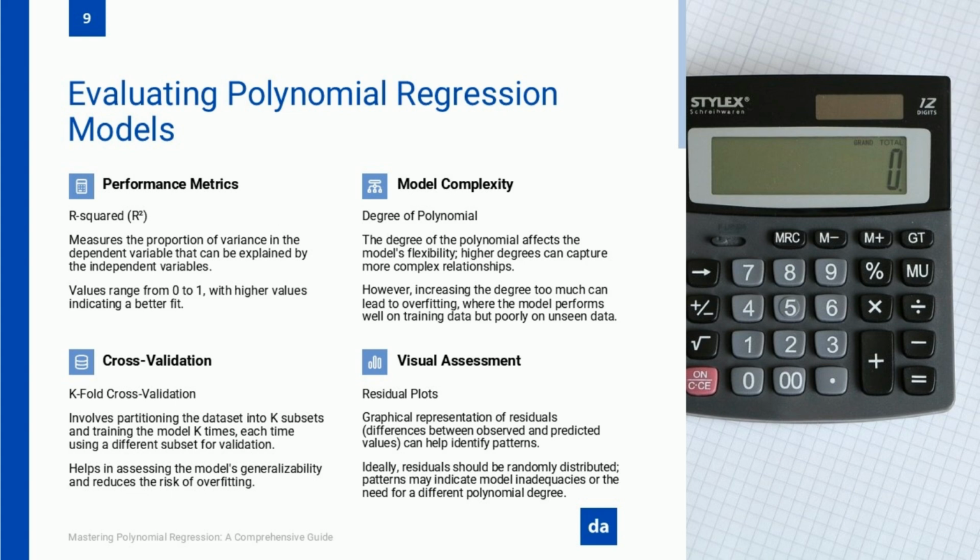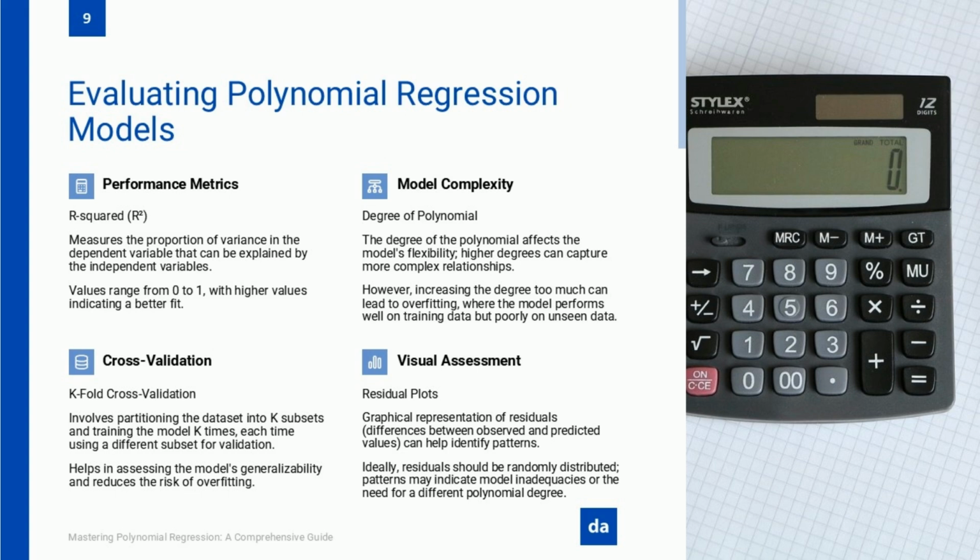One of the most commonly used metrics for evaluating polynomial regression is mean squared error, MSE. MSE measures the average squared difference between actual values and predicted values. A lower MSE indicates that the model's predictions are close to the actual data points. However, using MSE alone is not enough, as a very high-degree polynomial can have an extremely low MSE on training data, but still fail on unseen data. That is why it is important to compare MSE on both training and validation datasets.